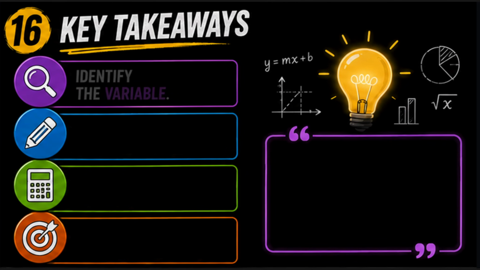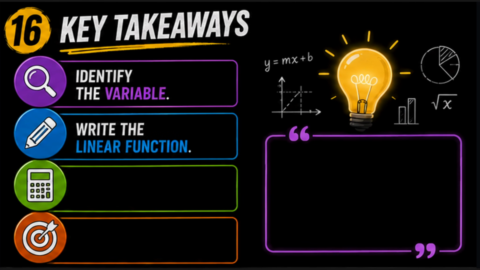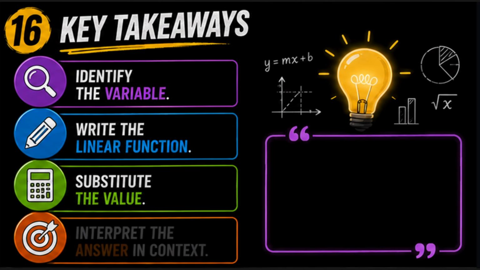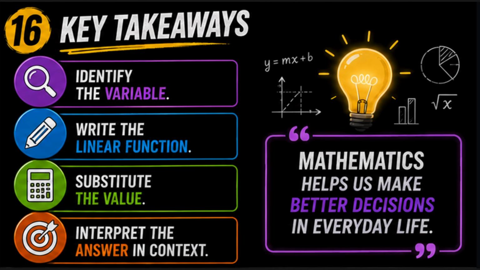Okay? So, our key takeaway for this topic is to always identify the variable. That's the first step. Write the linear function, substitute the value, and interpret the answer in context. Because mathematics helps us make better decisions in everyday life. Today, you learned that many real-life situations can be represented using linear functions. Every time you ride a tricycle, order food, or pay for services, you are actually applying mathematics.